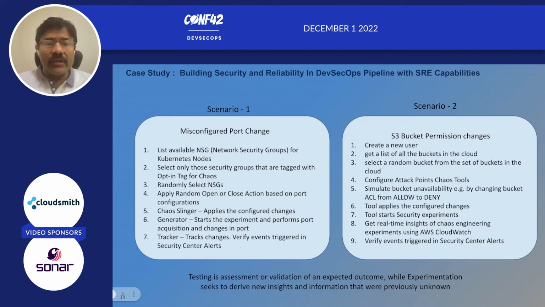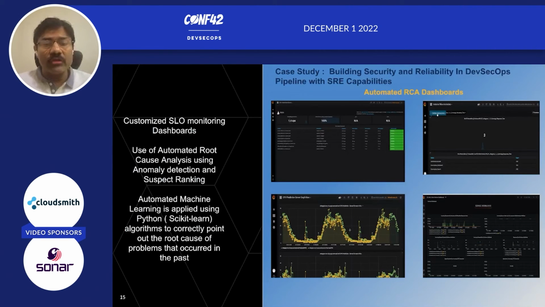So there are two things. One is testing with penetration testing and similar methods, and it is also very important to create automated dashboards and continuously monitor security and reliability. Apart from that, you have to create customized SLO monitoring dashboards and use automated root cause analysis. Without automation, it is very difficult, because a lot of data is getting created, and pinpointing any component and issues in the production system is hard. Automated root cause analysis uses anomaly detection and suspect ranking, with automated machine learning applied using Python, scikit-learn and similar tools. These are the automated dashboards you can create to identify the anomaly and detect it very rapidly.